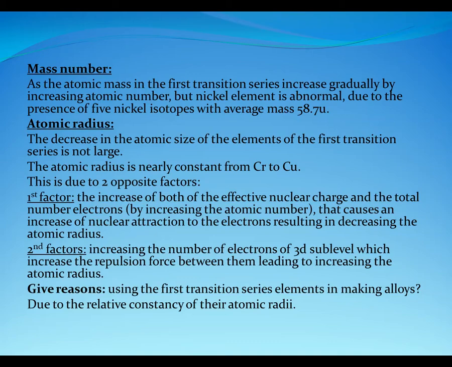The second factor is the increasing number of electrons of the 3d sublevel, which increases the repulsive force between them. This leads to the increase in the atomic size. And this is a give reason question: using the first transition series elements in making alloys is due to the relative constancy of their atomic radii.